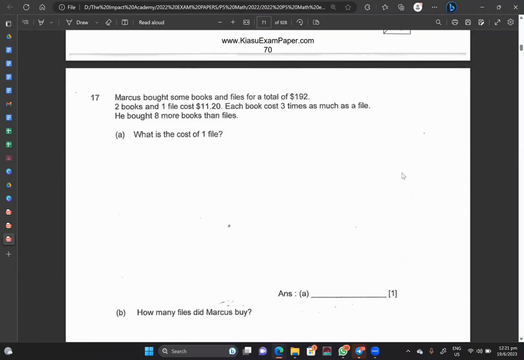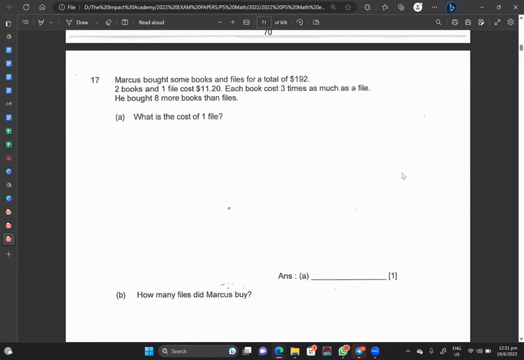Hi everyone, today we are looking at a question like this. Marcus bought some books and files for a total of $192. So what we want to do is write down that books plus files equals $192.